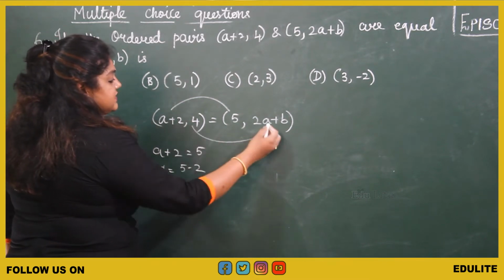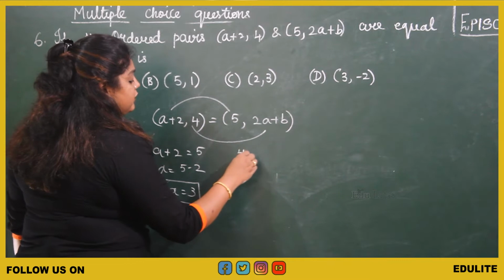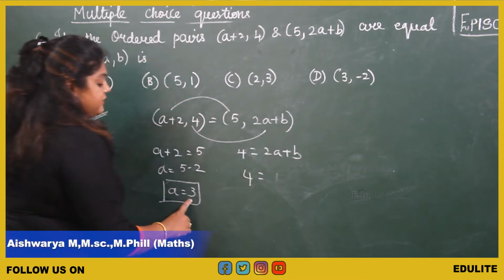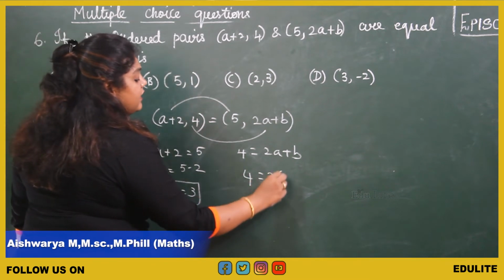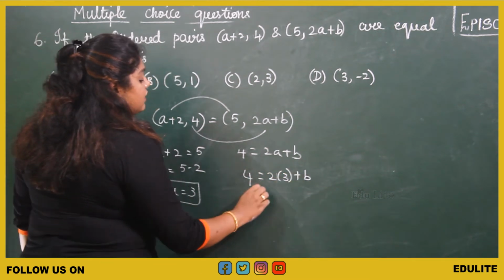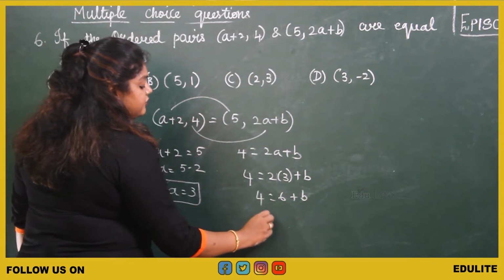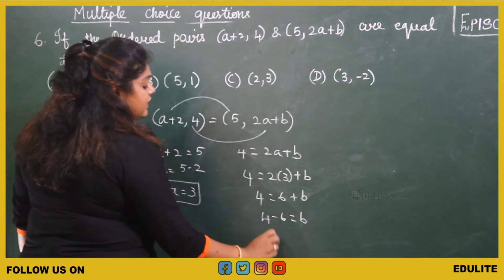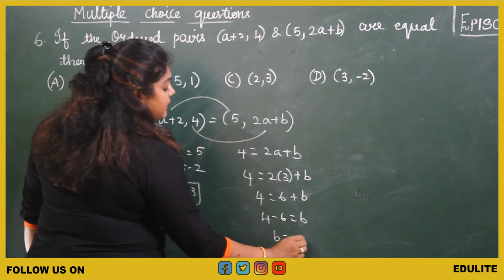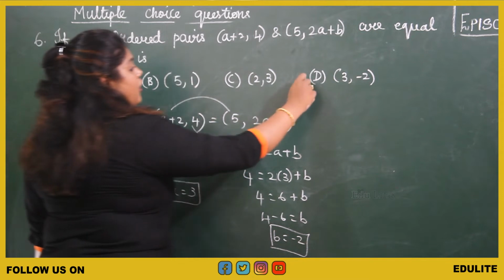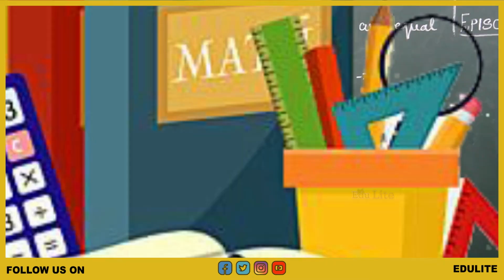Now, we have to consider the second portion and we will find the value of b. 4 equals 2a plus b. 4 equals, we already found the value of a which is 3, 2 into 3 plus b. 4 equals 6 plus b. Taking 6 to the other side, 4 minus 6 equals b. Therefore, b equals minus 2. So, a value is 3, b value is minus 2. Option D is the right answer.